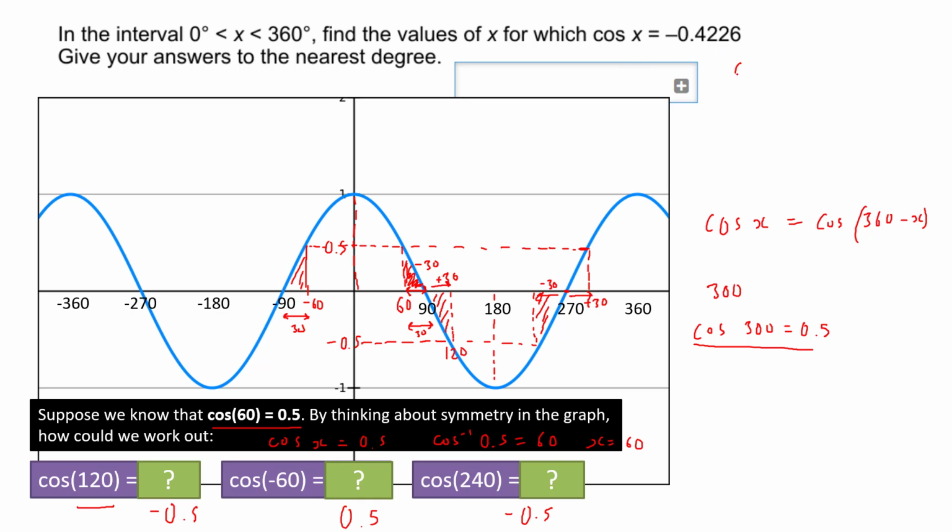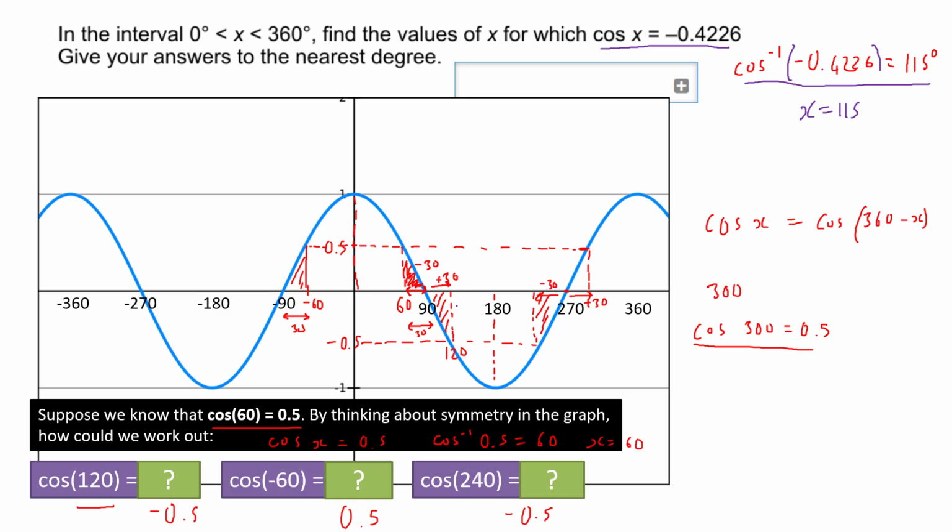You can use a calculator. So step 1, cos minus 1 of minus 0.4226. It says it's the nearest degree. Use your calculator. Now let's look at this question here. But now it just says cos x equals minus 0.4226. So you'll just input that into the calculator, and to the nearest degree x will equal 115.